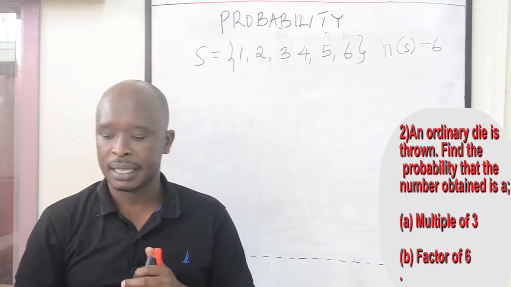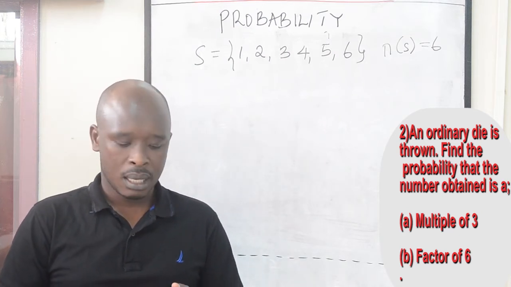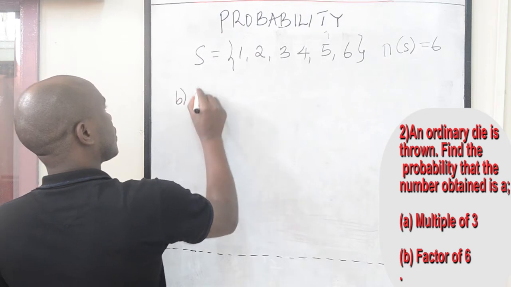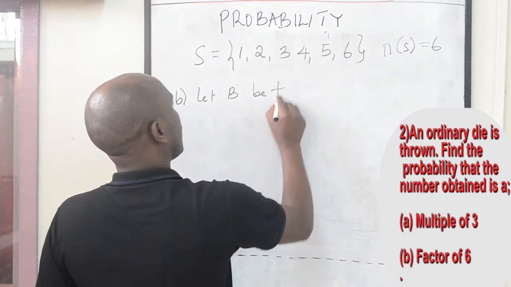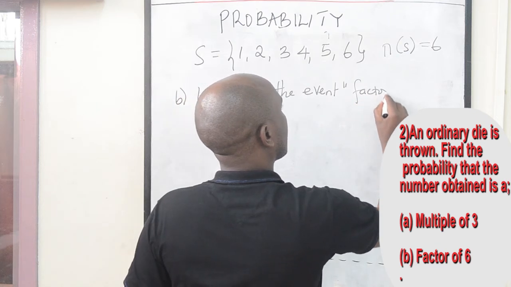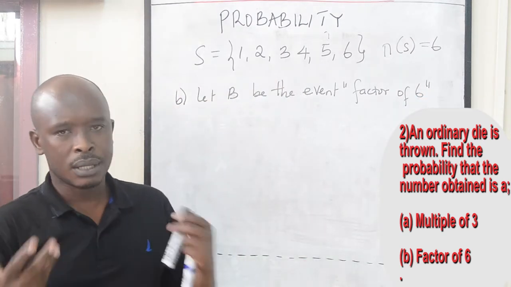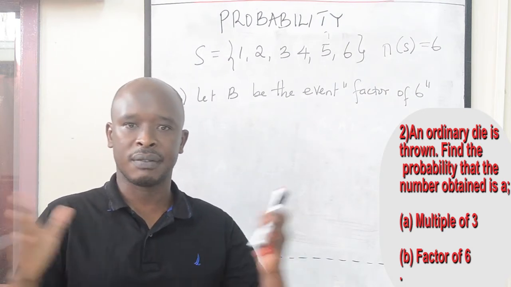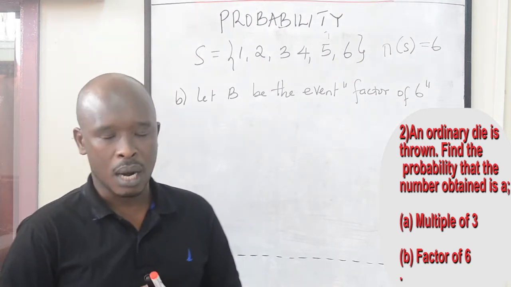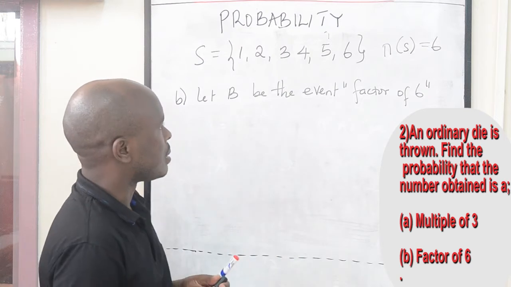in part B, they are saying we find the probability of getting a number that is a factor of 6. Now, I'm going to let B represent that event. So I can say, let B be the event: factor of 6. It is always good to use a letter to represent events because it saves you the space when you are working out your probabilities. Now, let's go back to our sample space.